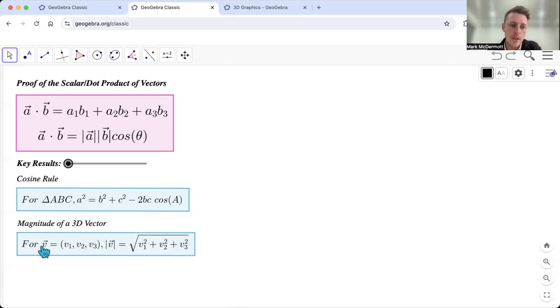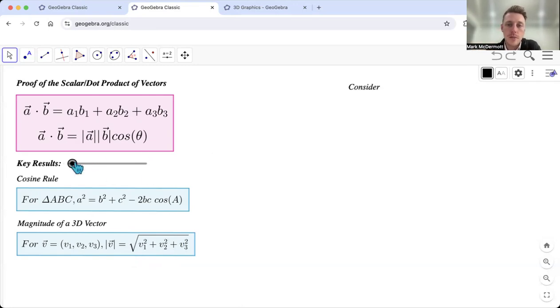You've got to keep that in mind, and you also need to be aware of the magnitude of a 3D vector. For some vector V in space pointing at the coordinates V1, V2, V3, the size of that vector is equal to the square root of V1 squared plus V2 squared plus V3 squared. That might look a bit daunting, but that's just Pythagoras in 3 dimensions. You have applied Pythagoras to the length of that vector, and this is what you get. Pythagoras actually works in all dimensions, 3, 4, and into the nth dimension.